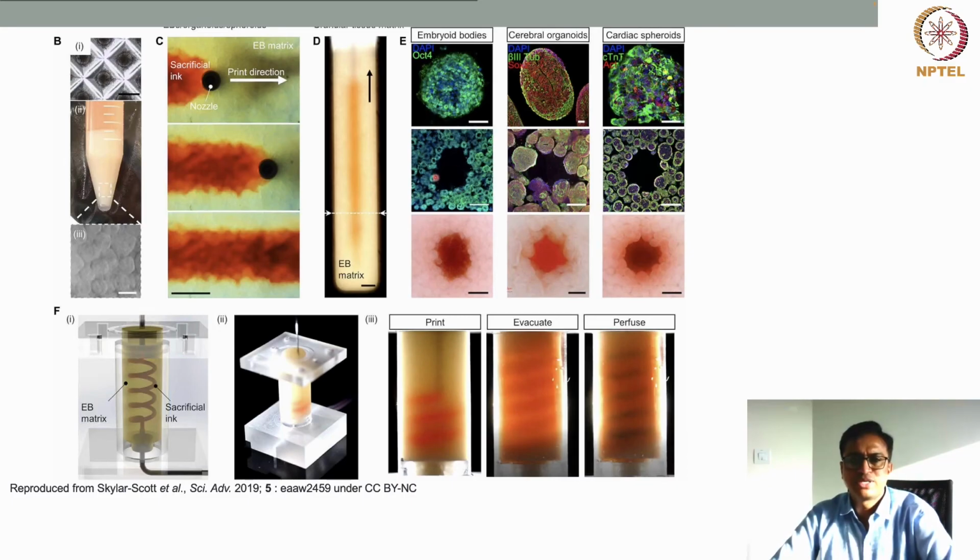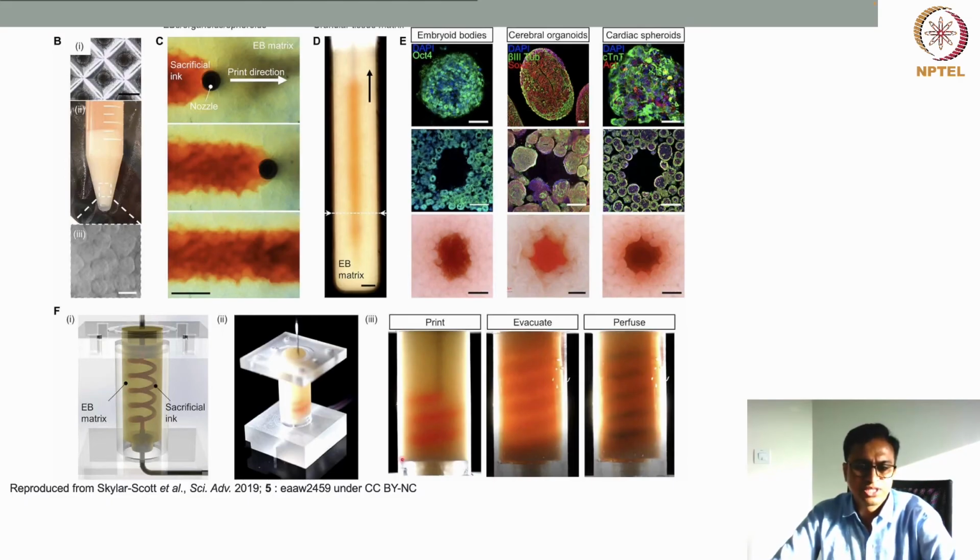You can end up getting channel-like structures: print, evacuate, and perfuse, by which you can perfuse your media and other things. They have also shown that different types of structures, or different types of channels, can be embedded within this tissue bed. Actually, you can see here helical-like structures have also been printed with the sacrificial ink, and then that can be connected to the media, and media can be perfused through this. So this is the printing.